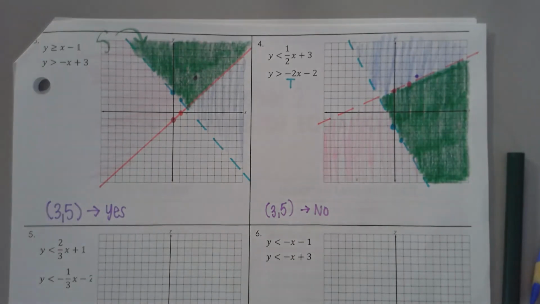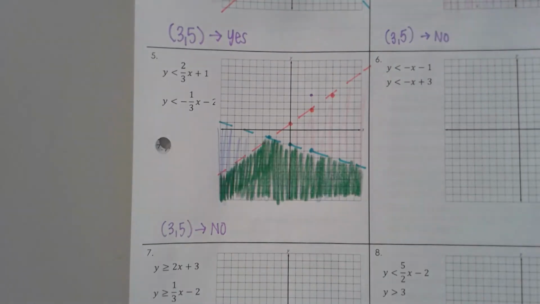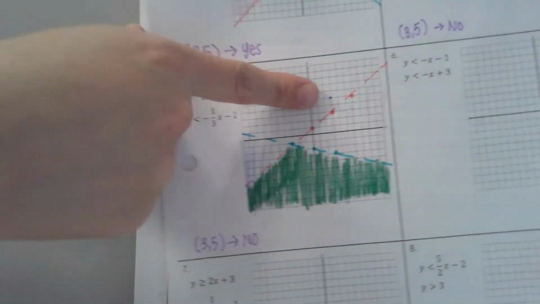So I want you to try number 5. We'll do number 5 and then we'll stop for today. We'll finish these on Monday. But go ahead and do number 5 by yourself. This is what your number 5 should look like. You should have both dashed lines and both of them were below. So that very bottom section is the overlap, and 3, 5 was definitely not a solution.